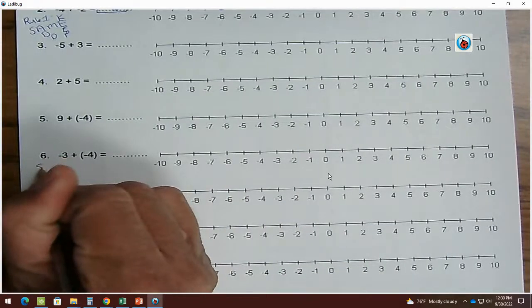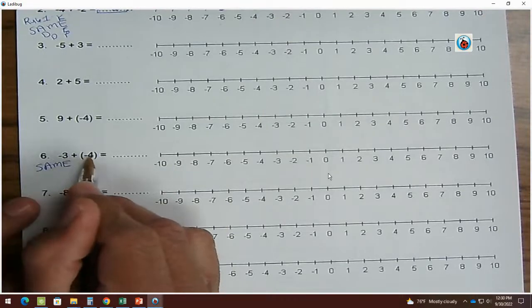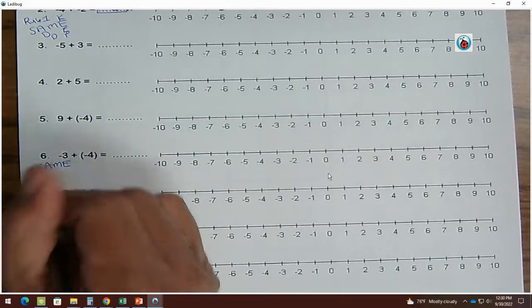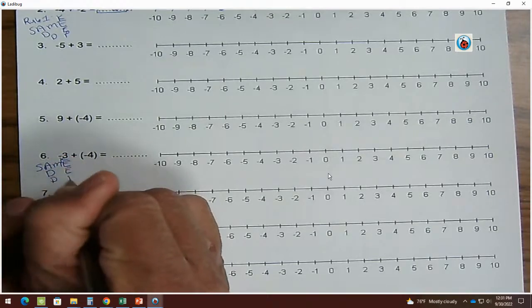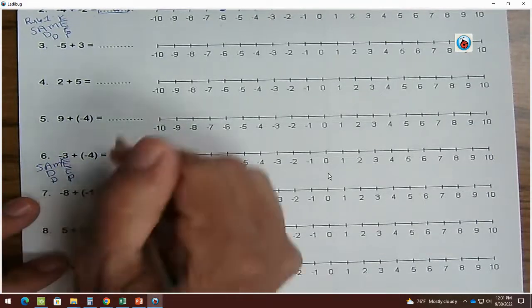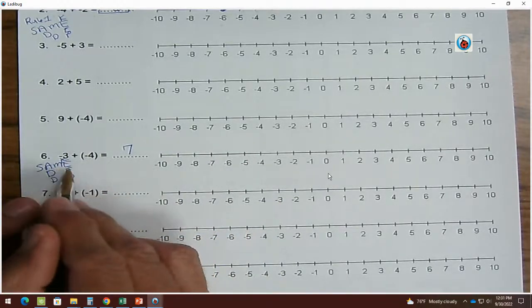Again, we have same. Because this one is negative, this one is negative, I'm going to say, okay, it's the same sign. So the A will remind me to add, the E to keep the sign the same. So 3 plus 4 would be 7. Both of them are negatives, so we're going to keep it negative.